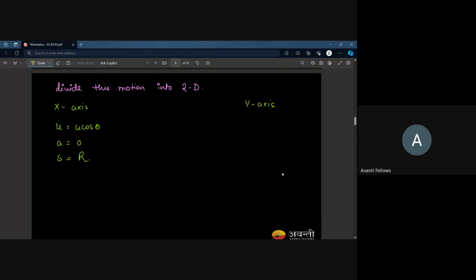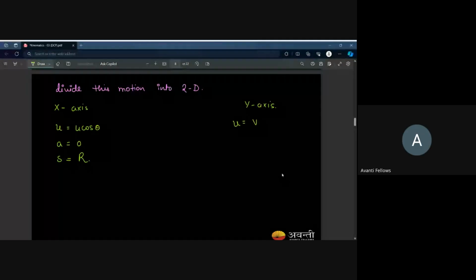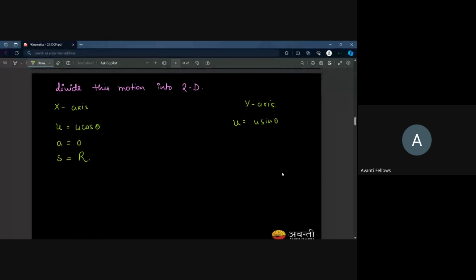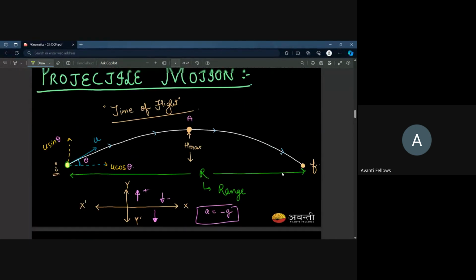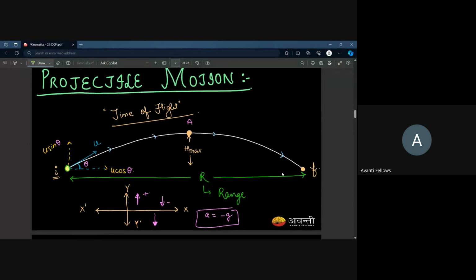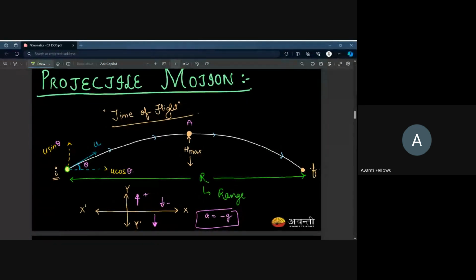When it comes to the y-axis, the initial velocity is u sin theta, and the acceleration is negative g. See one point: in the y-axis, there is zero displacement because this ball started from this position and it ended over here. So in the y-axis, there is no displacement in the entire journey. But I would be more happy to deal with the y-axis from the initial point to point A.